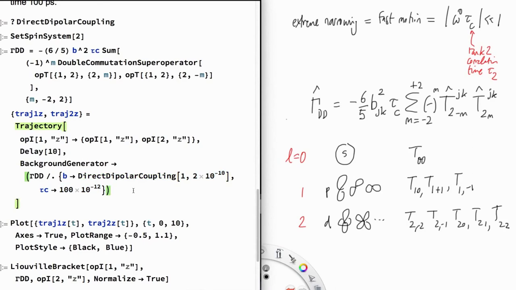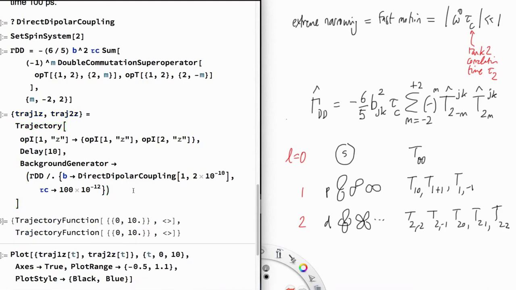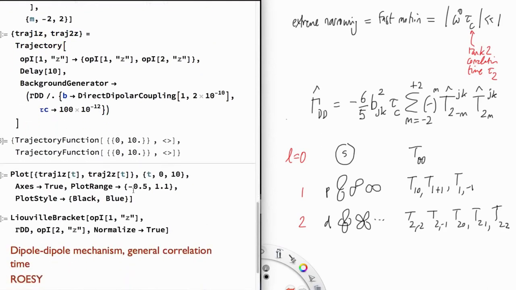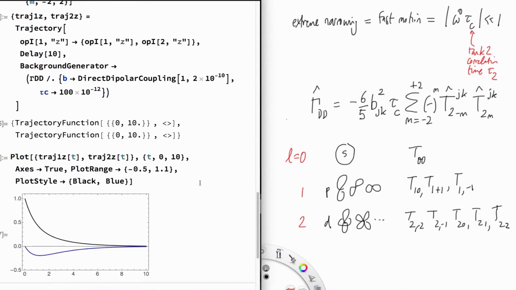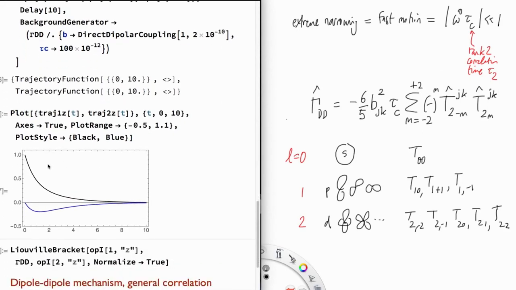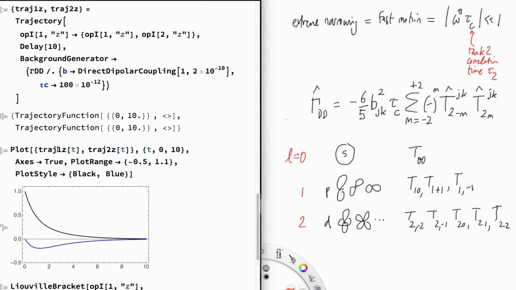So let's see what happens. I calculated the trajectory and now we plot it. And what do we see? We see the Z magnetization of spin number 1 is the black line here. That started at 1 because that was the initial condition here. And then it decays because of the dipole-dipole relaxation.